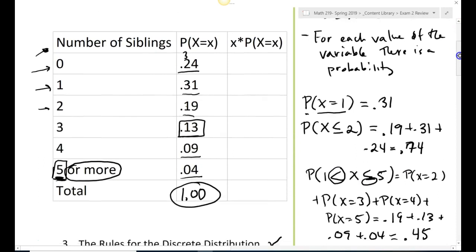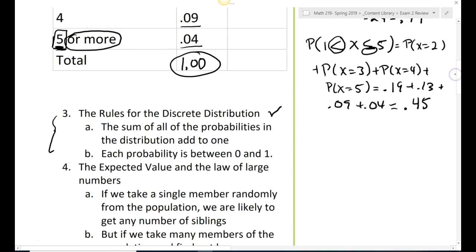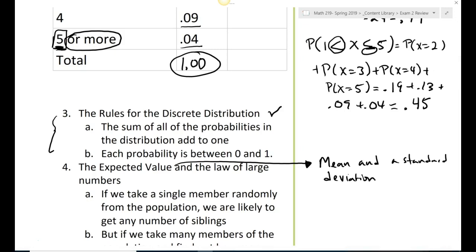Now, next up is this idea of the expected value. This is a distribution, and just like the distributions that we did in the last sections, we have a mean and a standard deviation. For the purposes of this test, you're not going to need to know how to find the standard deviation for a discrete distribution. It can be important for certain things, but it's not going to be important for what we do. But this idea of the mean being the expected value is a really important idea that we are going to need. And we'll talk about that in just a moment.